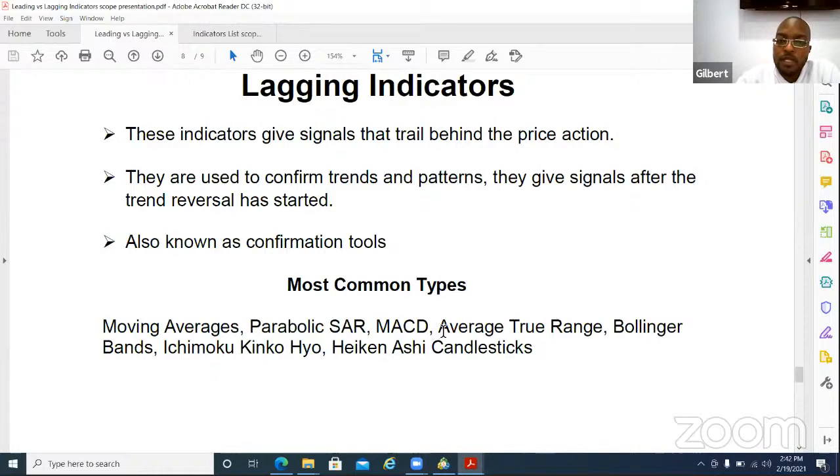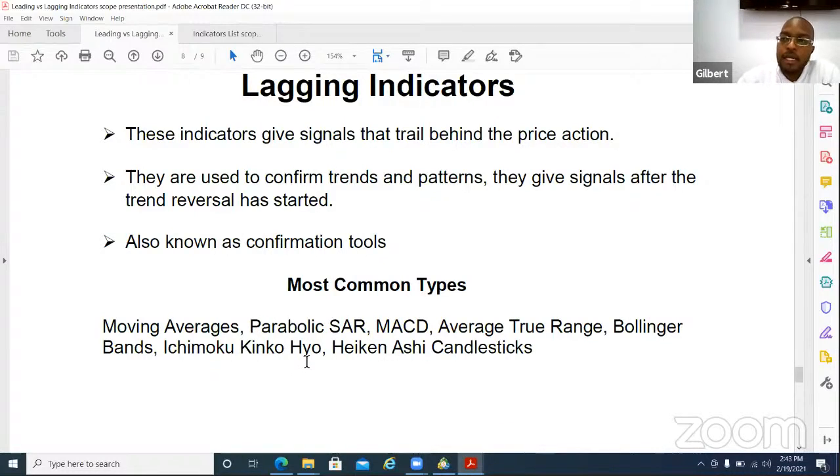And we have another one called the average true range. Ichimoku Kinko Hyo, this is a Japanese word, including this other one, Heikin-Ashi candles. I hadn't mentioned Heikin-Ashi candles earlier on, but Heikin-Ashi candles are part of trend indicators, same thing as Ichimoku. So Ichimoku or Ichimoku, it just depends on how you pronounce it. These two can be classified as trend indicators.